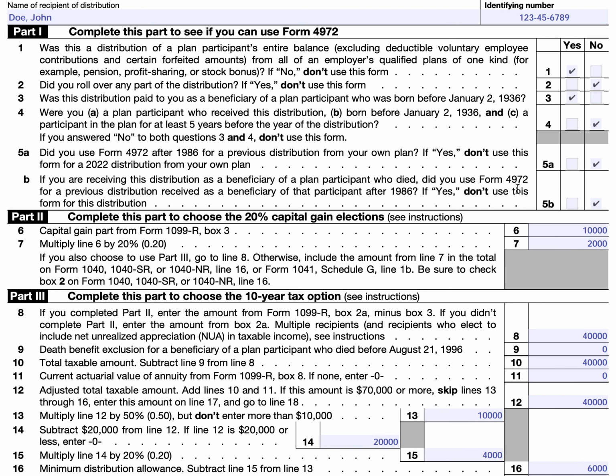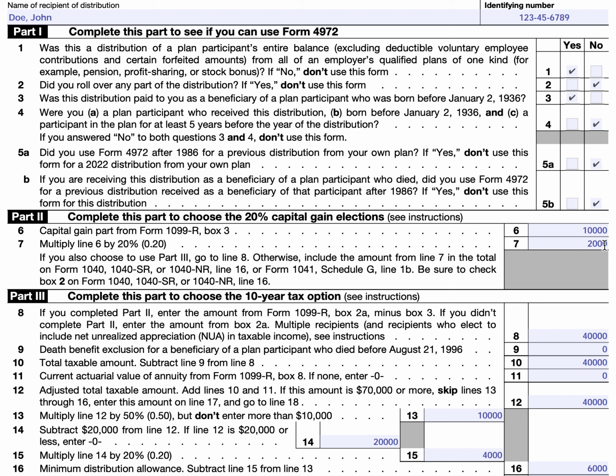In part 2, we'll calculate the part to choose the 20% capital gain election. So in this scenario, we're making up numbers here, but we'll just imagine a $50,000 total distribution, of which $10,000 was in box 3 of the Form 1099-R, and then the remainder was in box 2A. So in this case, in line 6, we're going to put in the $10,000 distribution. We'll multiply that by 20%.